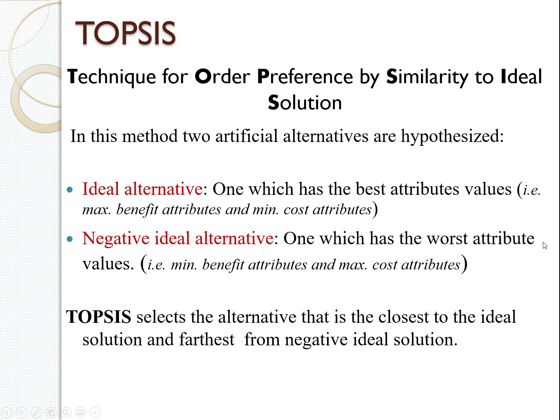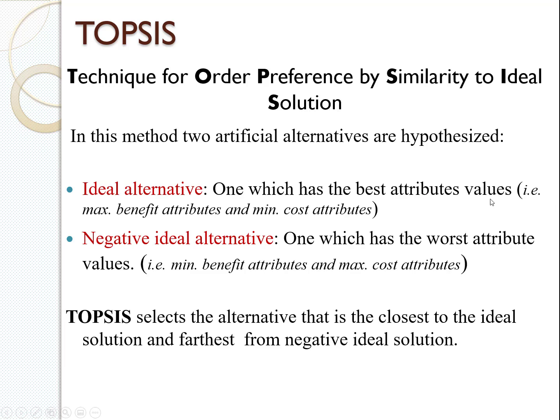Some researchers consider that this technique is much more powerful than the analytical hierarchy process because the structure and the formulation of the distance which they calculate is a little bit different from the analytical hierarchy process. In this method, two artificial alternatives are hypothesized. One is the ideal alternative and the other one is the negative ideal alternative. The ideal alternative is the one which has the best attributes.